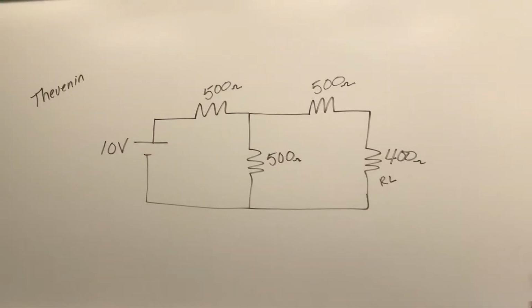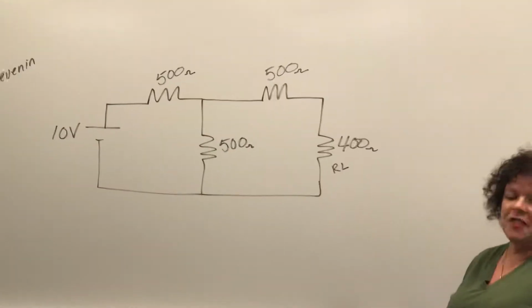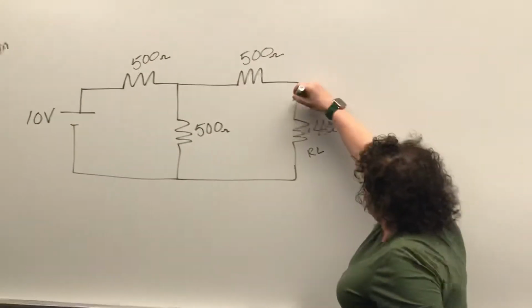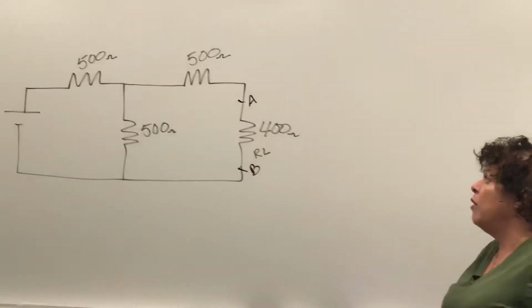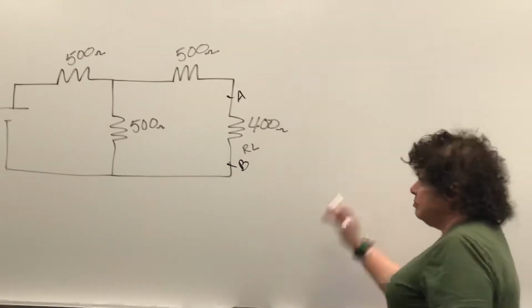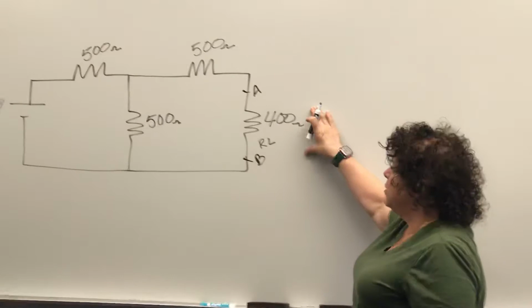Okay, class, we're going to be doing Thevenin equivalent circuit. So this is the original circuit that we're going to do. And this is A and B. So this is going to be our RL, which is our load resistor. The first thing we do with Thevenin equivalent circuit is remove the load.